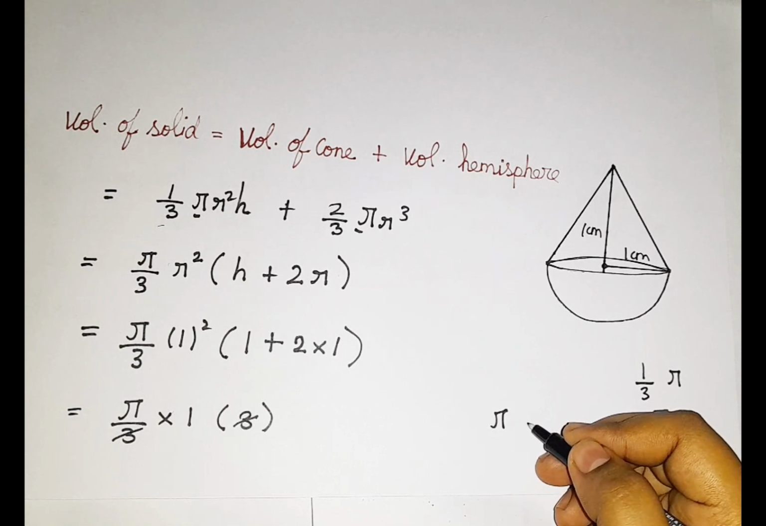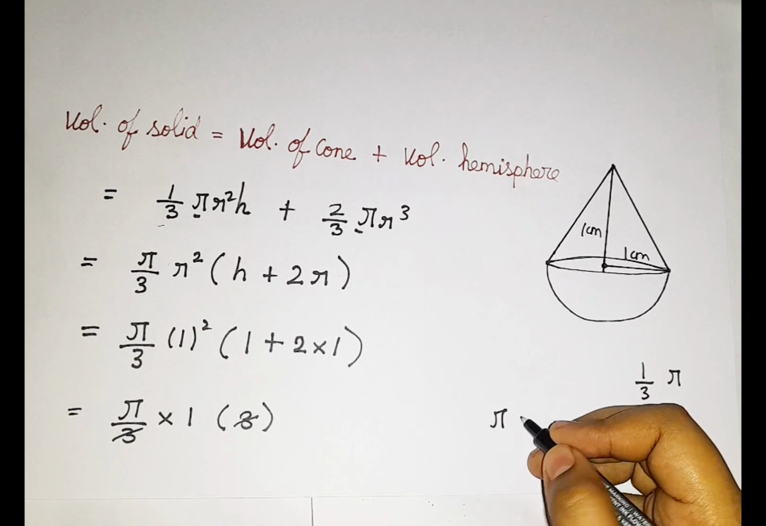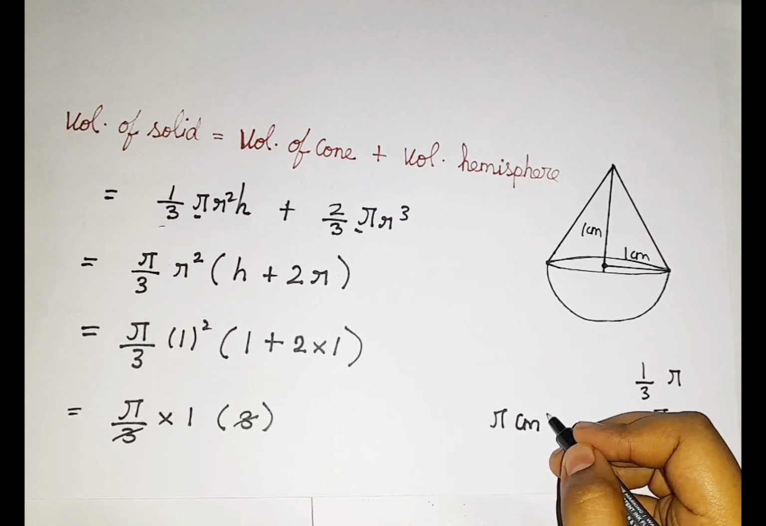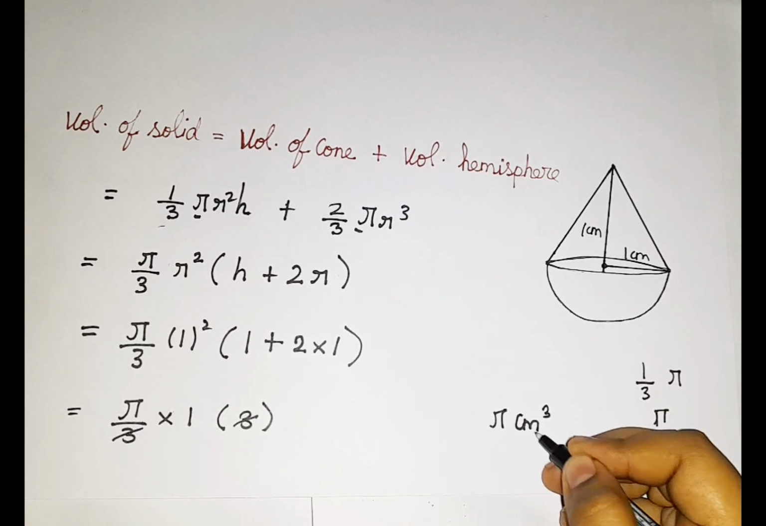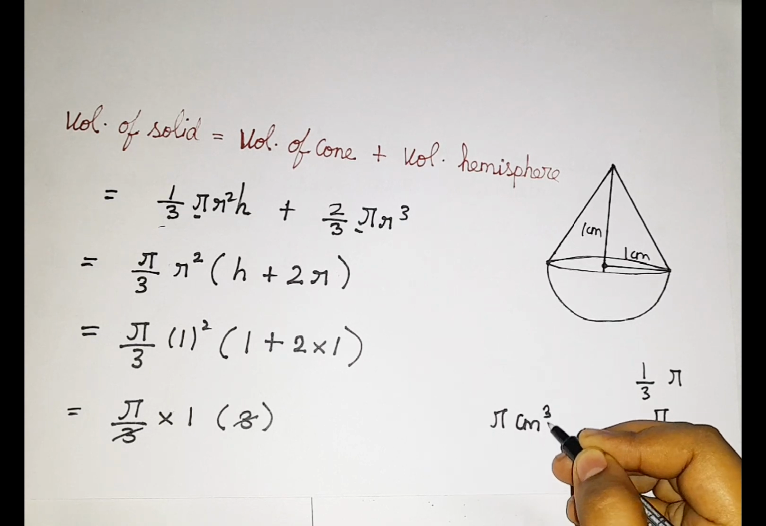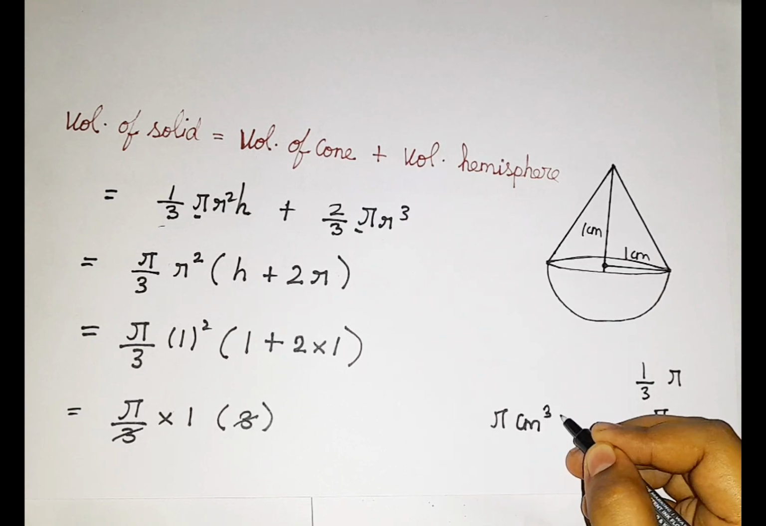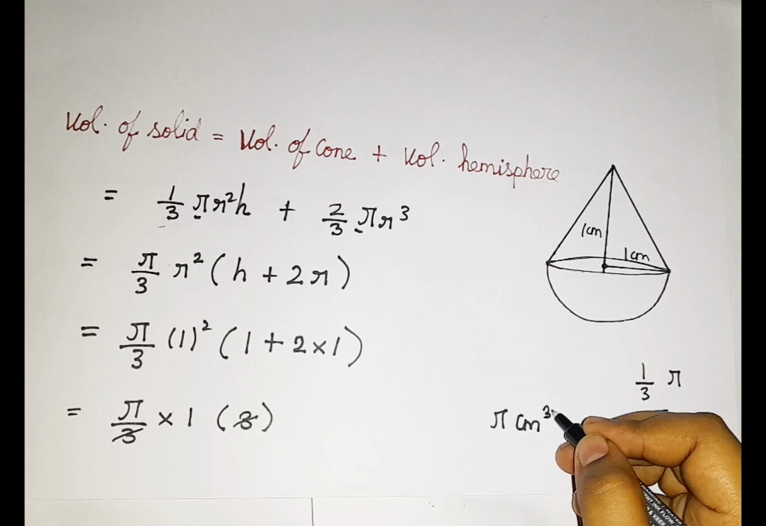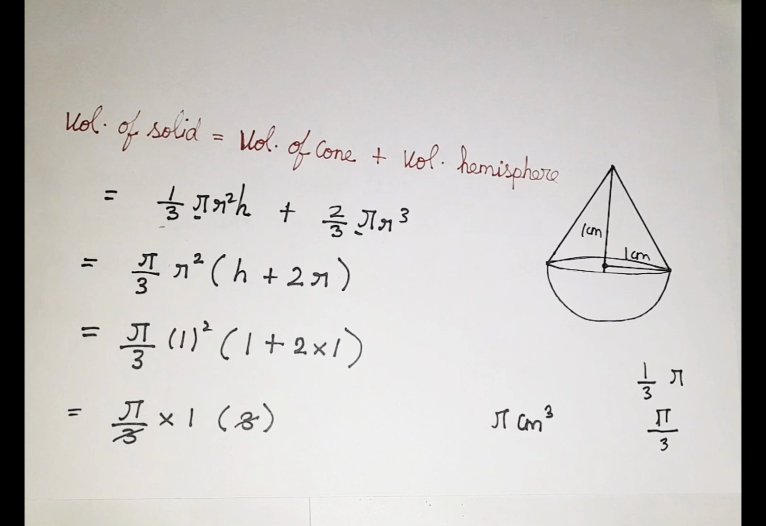So what is the dimension? The dimension is centimeter square or cube? Centimeter cube. Whether we are supposed to write square or cube, we are supposed to write cube. Why? Because we found the volume. That's why. So this is going to be our final answer.